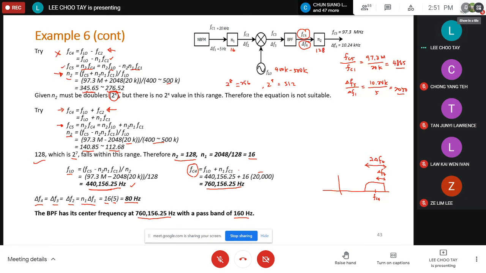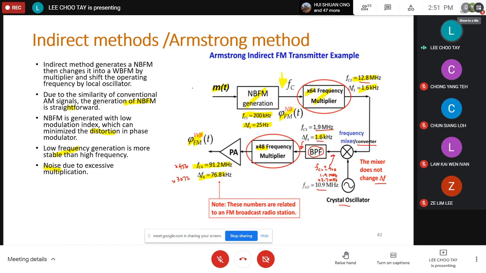So that means your mixer here needs to increase your FC2, increase this frequency. That means your FC3 needs to be higher than FC2. FC3 needs to be higher than FC2. And therefore, it has to be plus, one of the plus equations. Which is different from this example here.